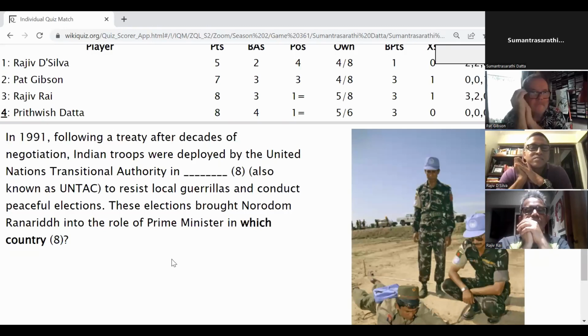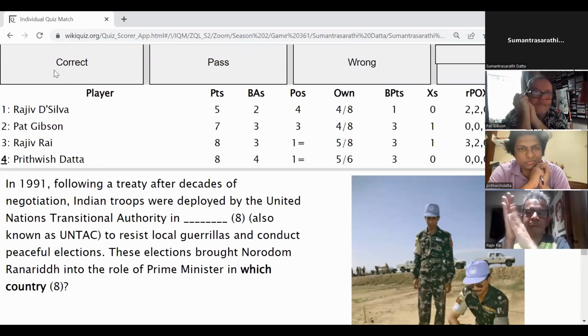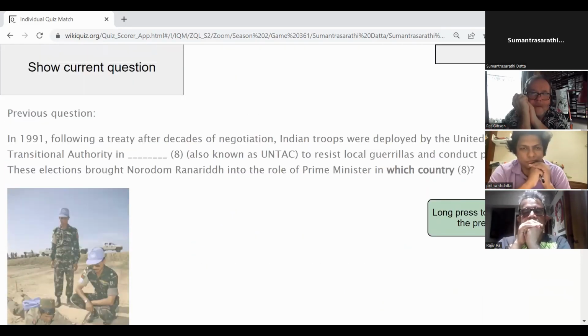In 1991, following a treaty after decades of negotiation, Indian troops were deployed by the United Nations Transition Authority in blank, 8 letters, also known as UNTSC, to resist local guerrillas and conduct peaceful elections. These elections brought Norodom Ranariddh into the role of Prime Minister in which country? Cambodia. Cambodia is indeed correct, that's a C in UNTSC.